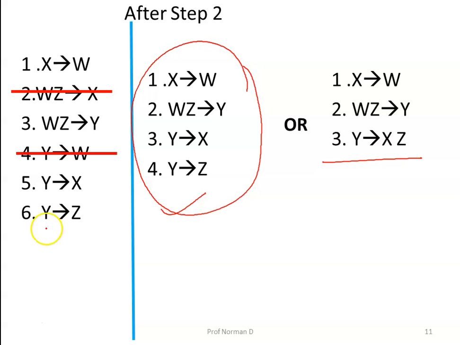Now we move to eliminate the redundant elements on the left hand side. We won't touch FD number 1, FD number 3 and FD number 4, because there is only a single element on the left hand side. So what we require is only this particular FD.